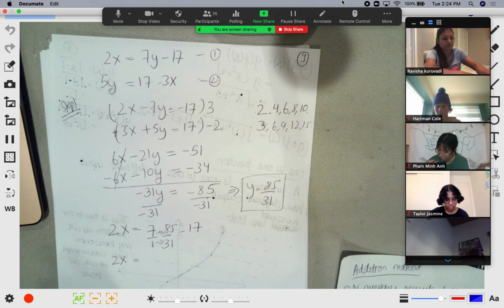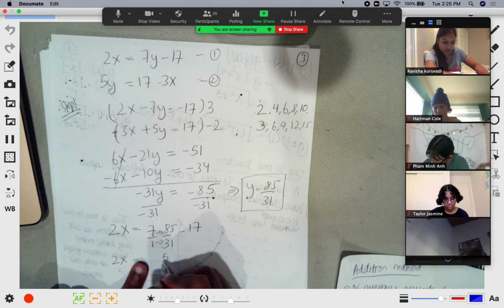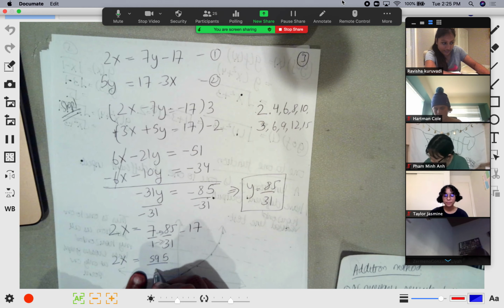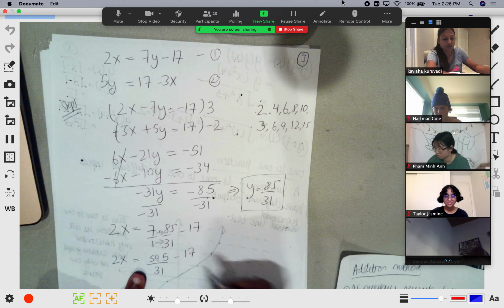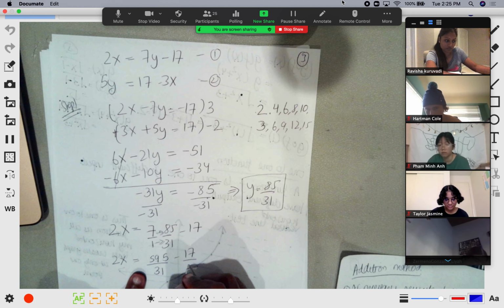So the 7 times 85 is 595 over, and then the 1 times 31 is 31. Okay, minus 17. Now I need to subtract fractions. How do you subtract fractions? To subtract fractions, you have to get a common denominator.